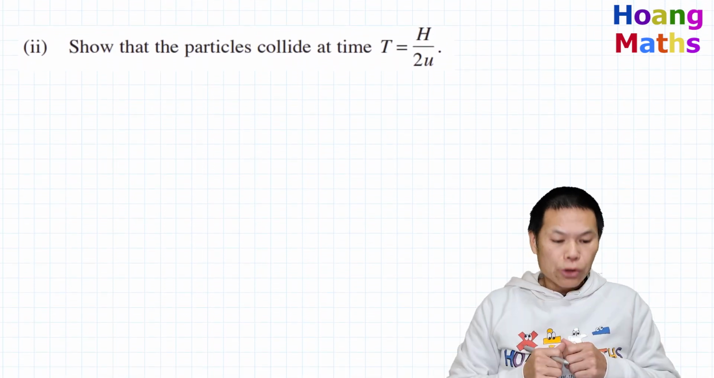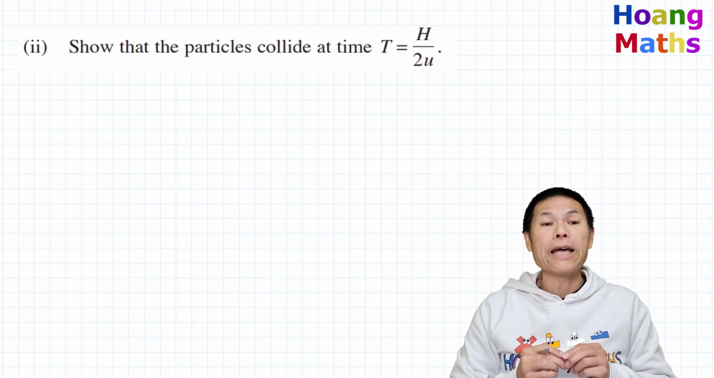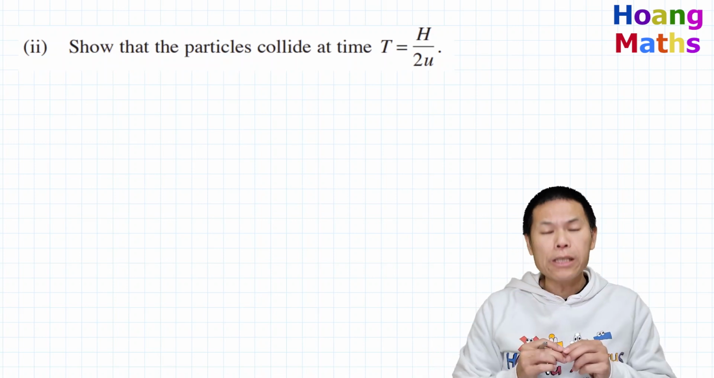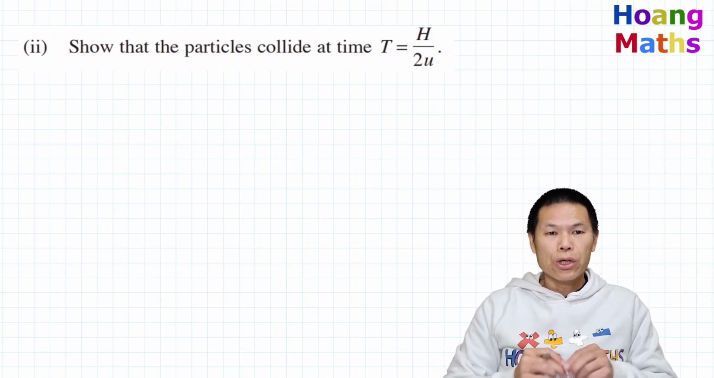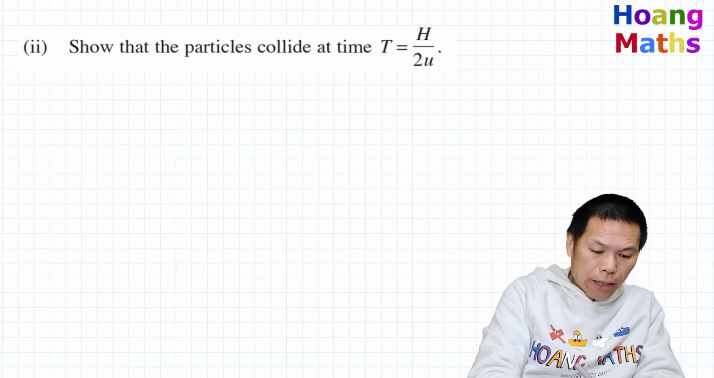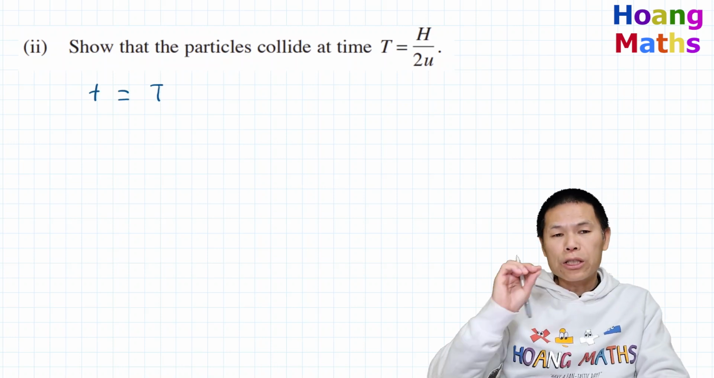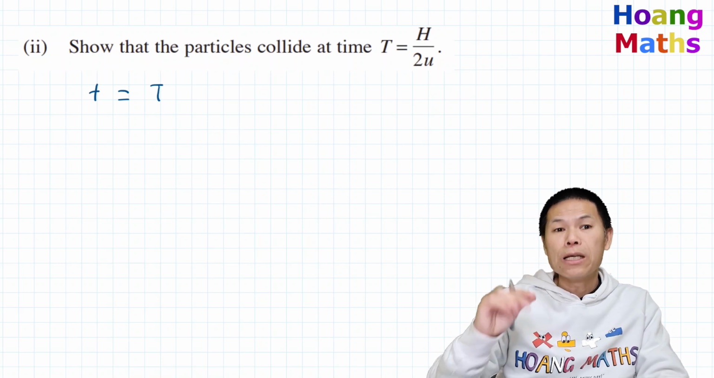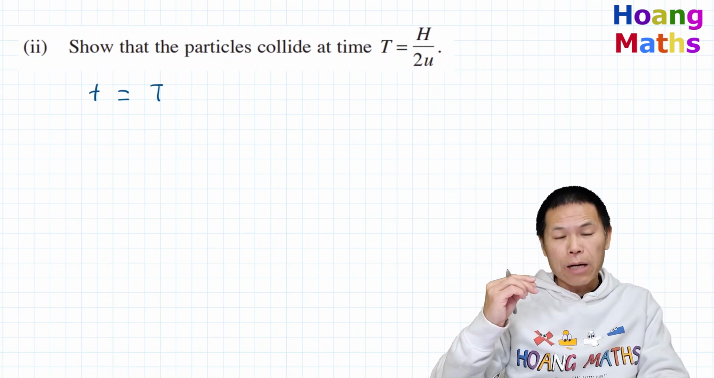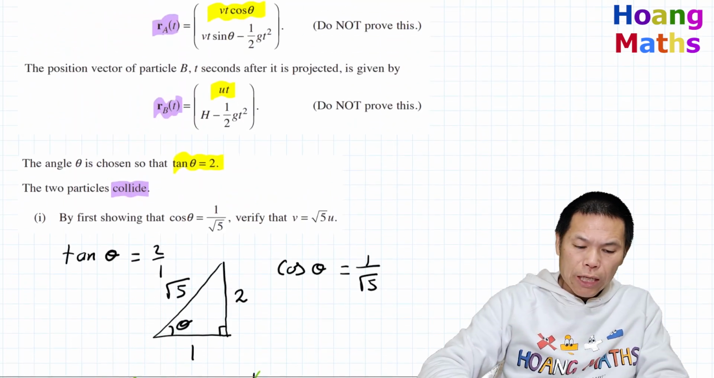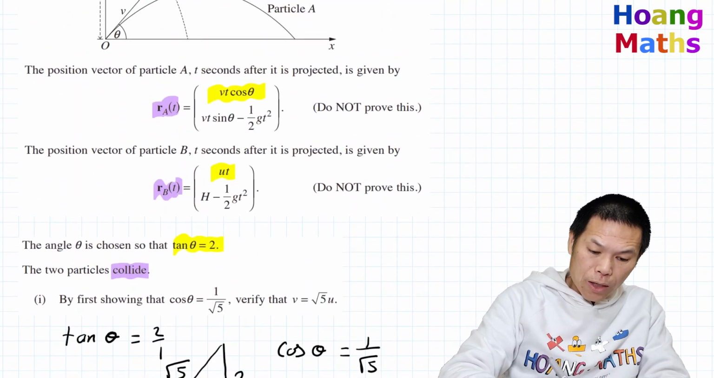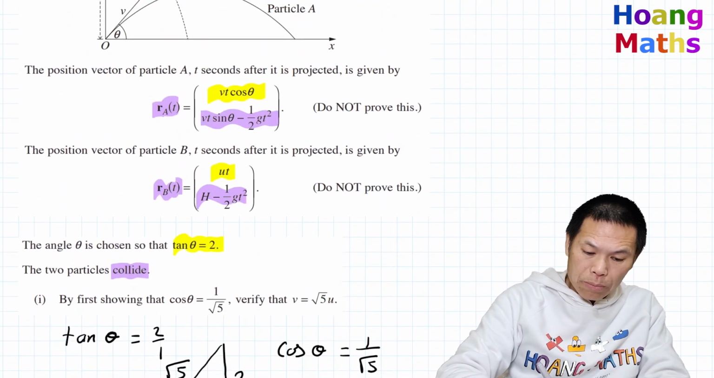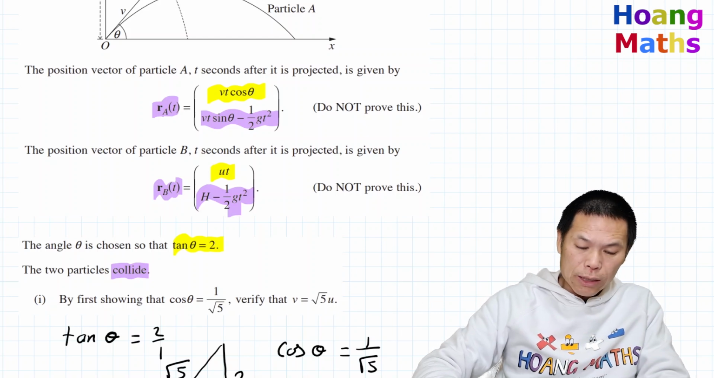Part 2. Show that the particles collide at time capital T equals h over 2u. When they collide at time t equal to capital T, this means that they both have the same coordinates, that is the i component and the j component. So now we put the j component equal at t equal capital T. Let me write this down.